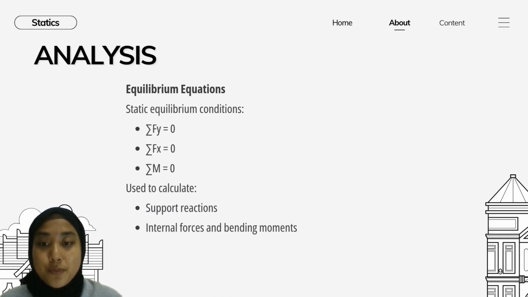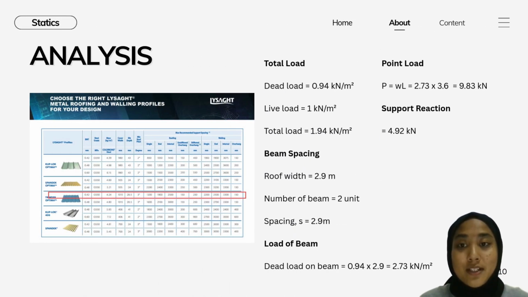Based on the free body diagram, the structure was analyzed using the equations of static equilibrium. The sum of vertical forces acting on the structure is equal to 0. The sum of horizontal forces acting on the structure is equal to 0. The sum of moments acting on the structure is equal to 0. These equilibrium equations were used to determine the unknown reaction forces at the pin and roller support. Next, we move to the calculation.